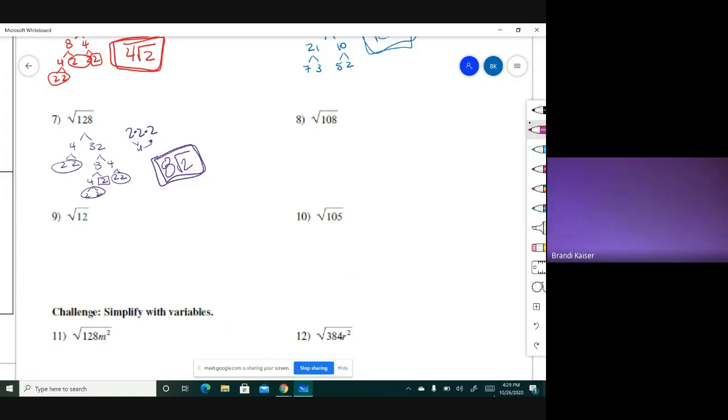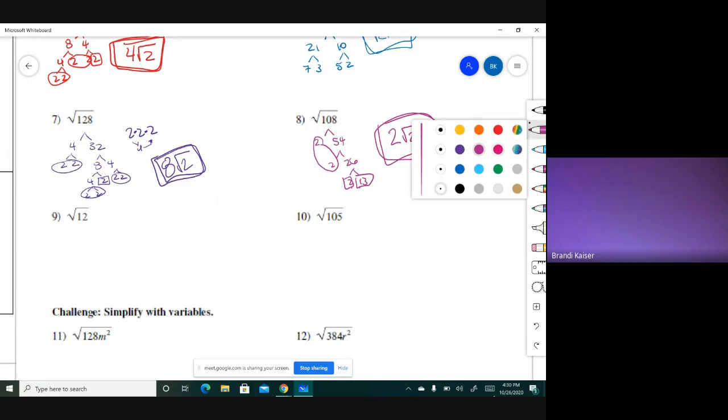Okay, 108. If I simplify 108, well, I know 108 is divisible at least by 2 because it's an even number. So 2 and 54 can work. 2 and 27 can work here. And then for 27, 3 and 9. Okay, so I have 1 pair of 2s. I have 2 singles. So 2 radical, and then the singles, remember, if there's more than 1, you have to multiply back together. So 2 times 13 will leave me with 26. 2 radical 26 there.